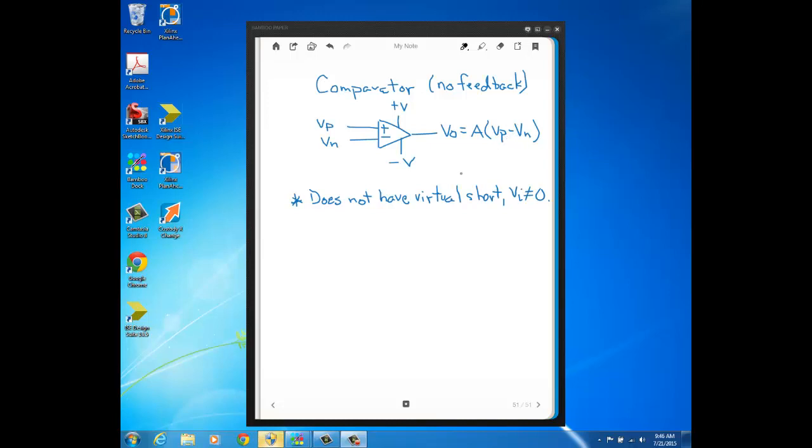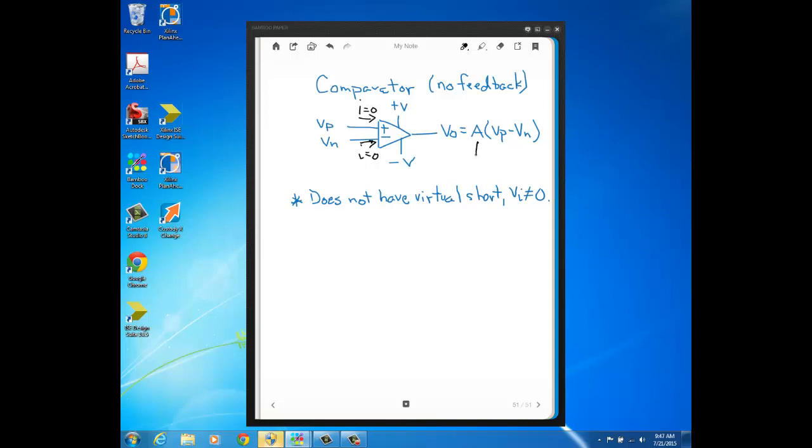So when there is no feedback with an op-amp, you will have a difference in voltage across the inputs, and that difference in voltage is right here. Now, even though the voltage across the inputs is no longer zero, the current ideally at the inputs is still zero. So even a comparator with no feedback still has the ideal current value of zero at each of its inputs.